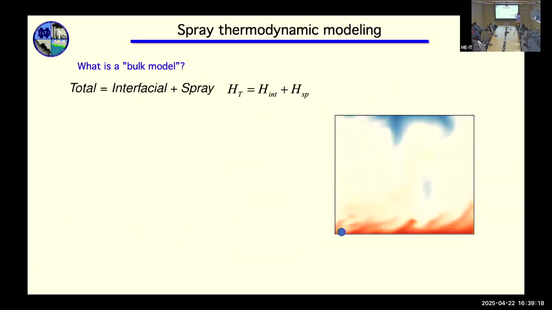So what is a bulk model? Again, what Andreas and others have said is, all right, we'll take the total flux, whether you're talking about latent or sensible, we'll break it up into spray and interfacial.